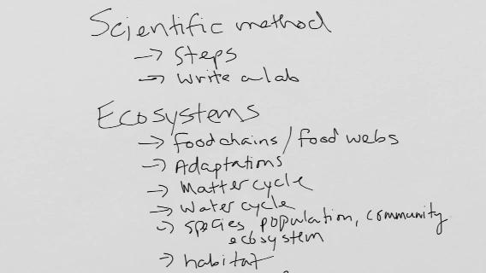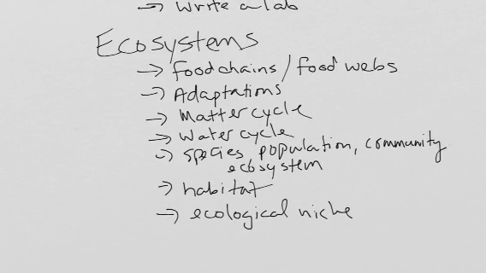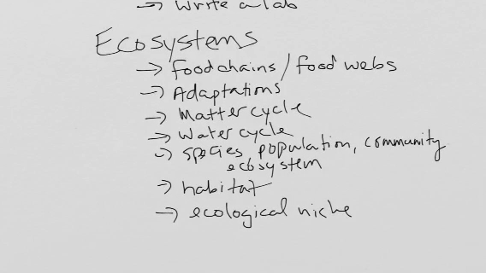Now for ecosystems, the list is long. We spent a lot of time on this unit. There's a couple cycles there, right? Matter, water, food chains, food webs, absolutely. Adaptations, absolutely, okay? Everything that's here could pop up because your exam is such that you will have multiple choice and then you will have short answer questions.